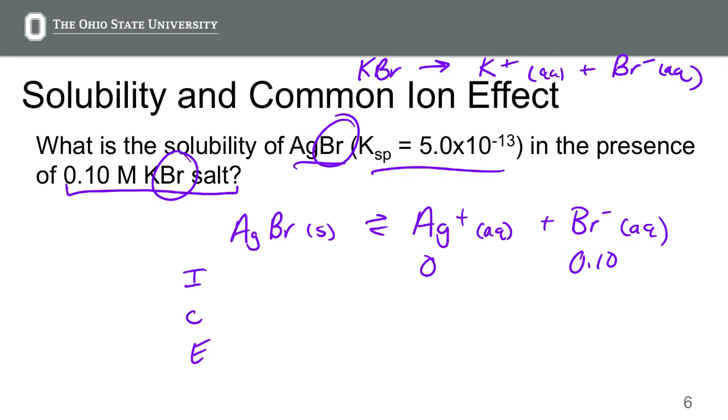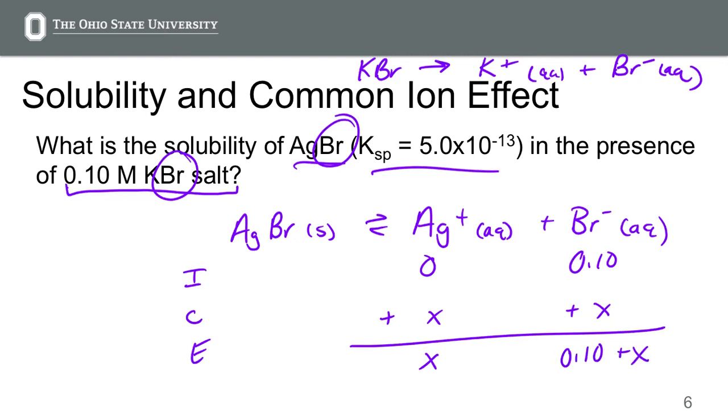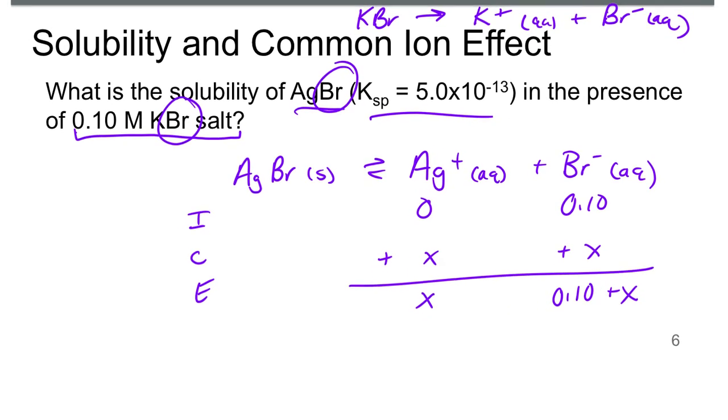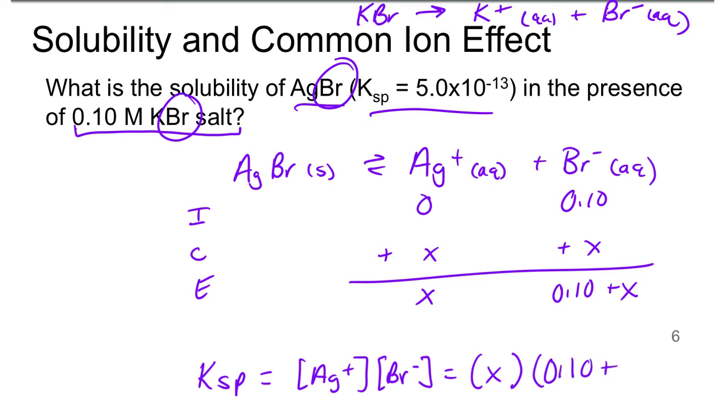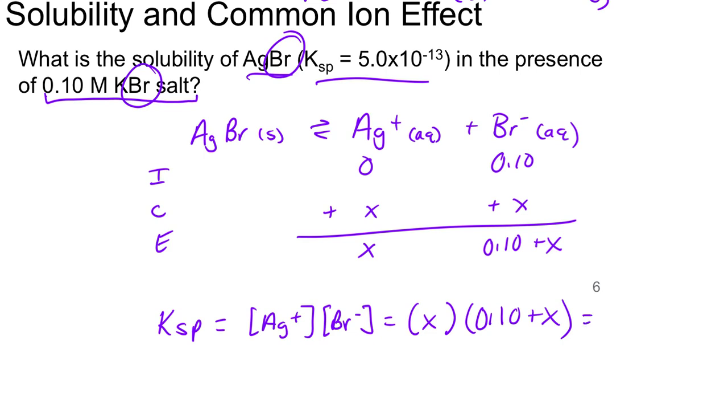Okay. And the rest just follows through like we normally do with our ICE tables. We're going to have plus some amount X for silver, plus some amount X for bromide. And at equilibrium, we'll have X moles per liter of silver ion and 0.1 plus X for bromide ion. So we can set this up all equal to a KSP, which is the silver ion times the bromide ion. So that means it's X times 0.1 plus X. And that's all equal to 5.0 times 10 to the minus 13.